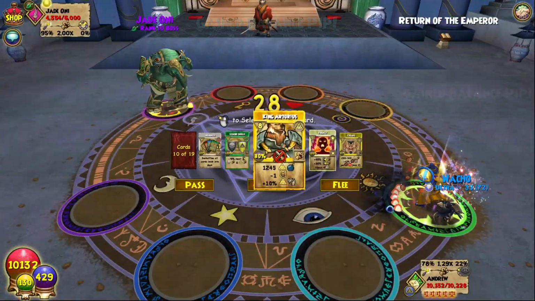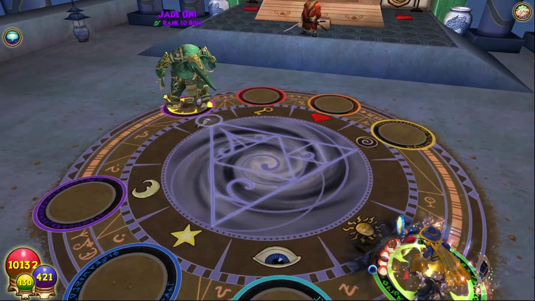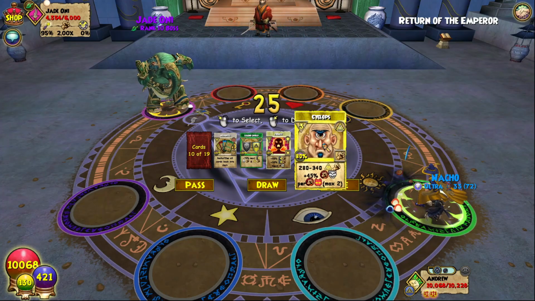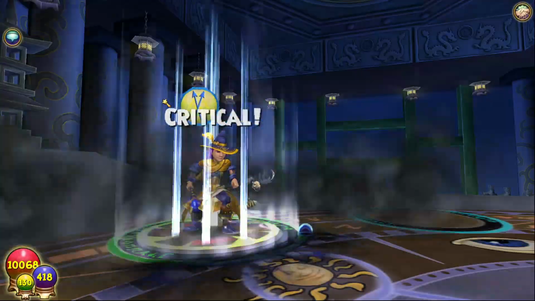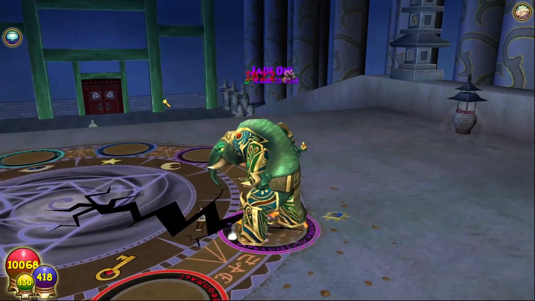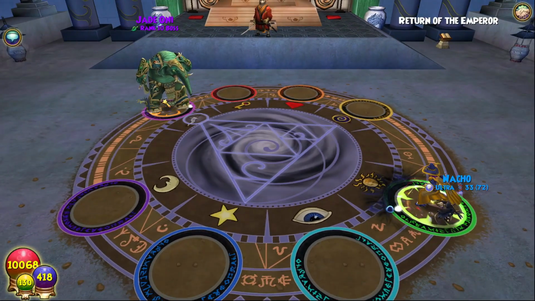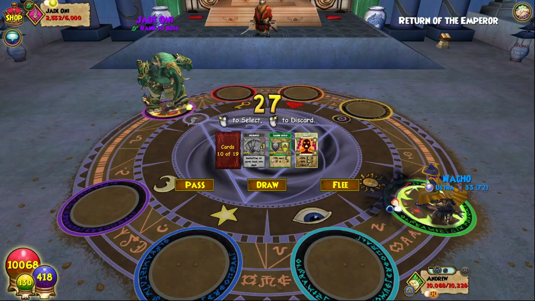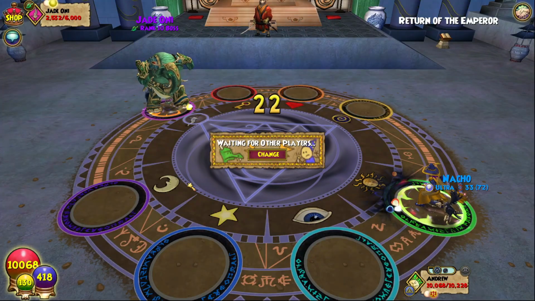So now this round I'm going to apply a damage over time, or a deferred damage, onto the Jade Oni. And now I can apply a damage over time trap because the enemy now has a damage over time. So now the Jade Oni has a damage over time trap that can only be activated by a damage over time.